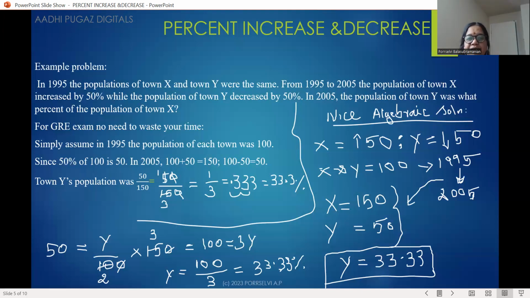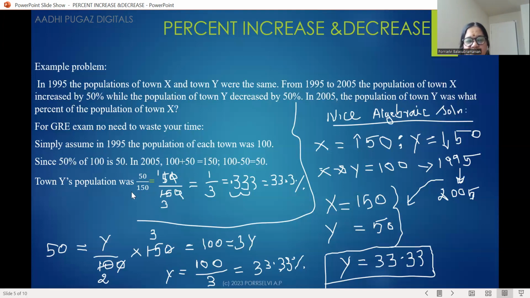So we are adding. Town Y decreased 50%, so we have to subtract 50 from the 100. So now town Y's population value is 50. Next step of this question: at the end they are asking, the population of town Y was what percent of the population of town X. Since 50% of 100 is 50, in 2005 it is 100 plus 50, 150 for town X, and 100 minus 50, so 50 for town Y.